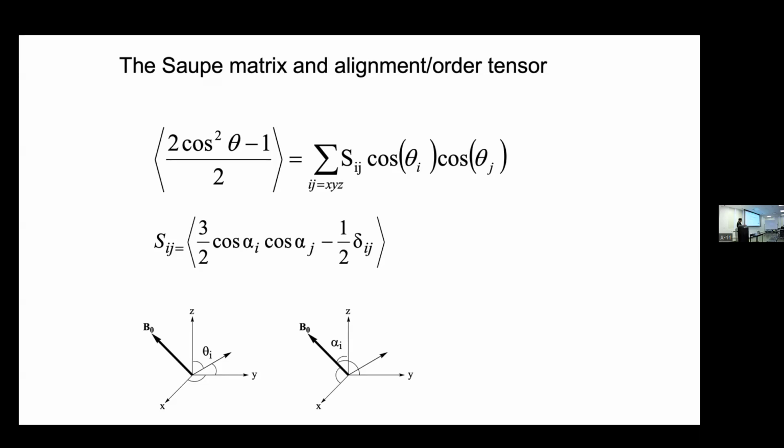And now, how do you get the alignment tensor? How do you determine it? That's a whole other lecture. We won't go over that, but if you put your hands on the alignment tensor, then you can harness the RDCs in structure determination.